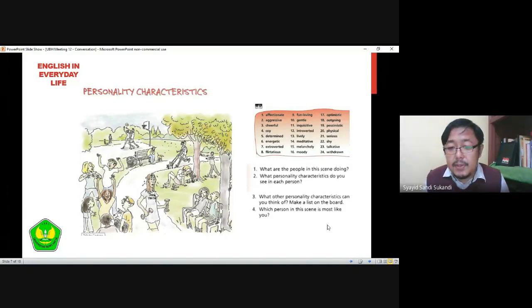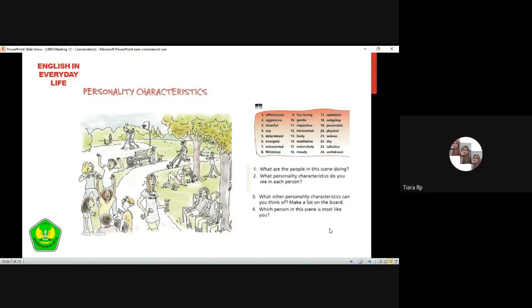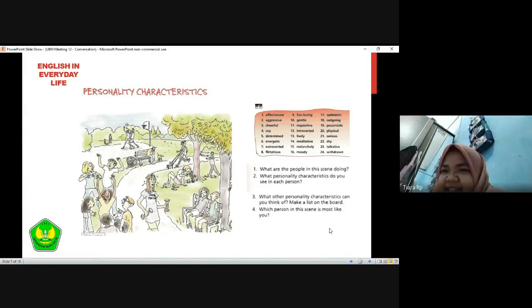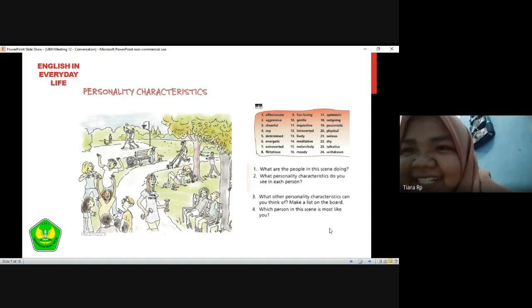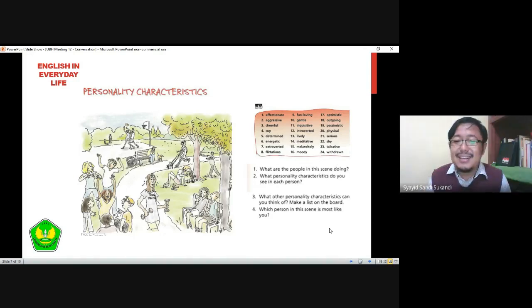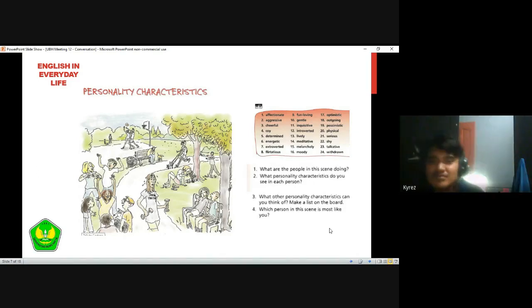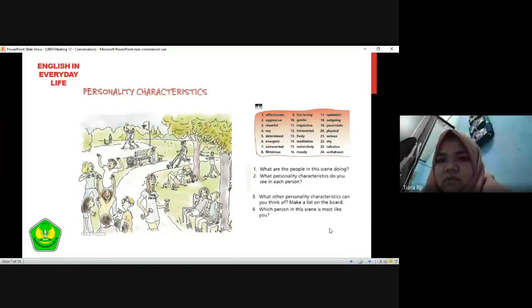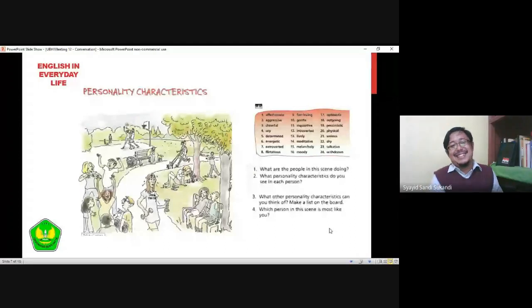And number four, which person in this scene is most like you? Introvert. Moody. Introverted. What about Reski? Yes, introverted. So I think sometimes I can be extroverted, but sometimes I can be introverted. Then you're moody. That's moody.